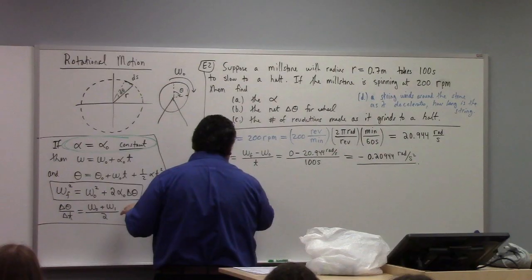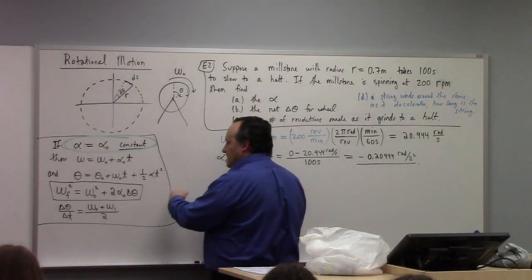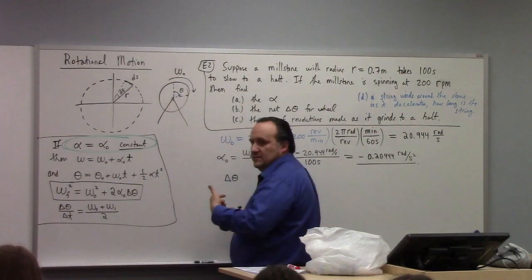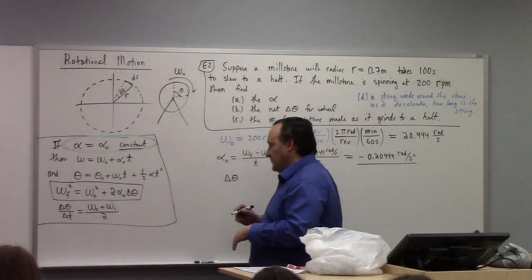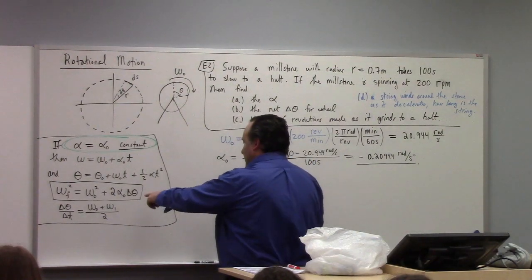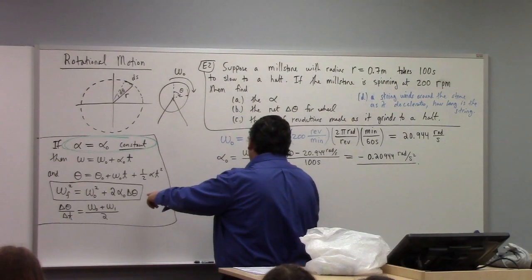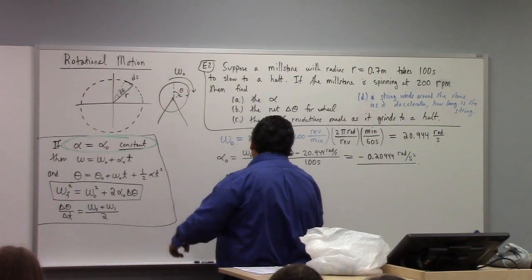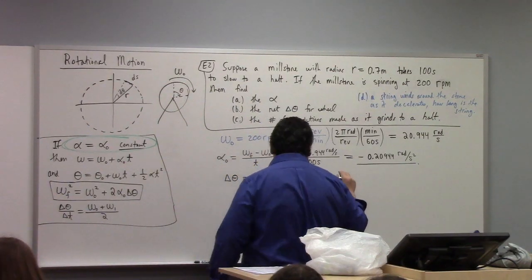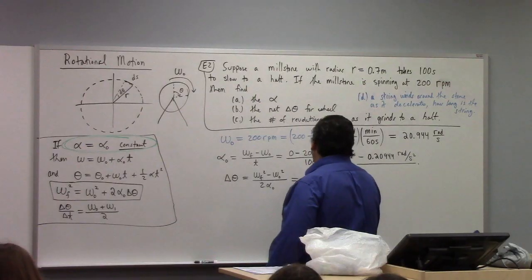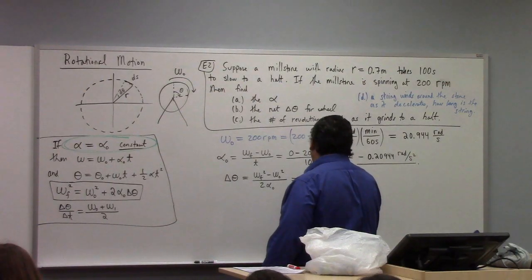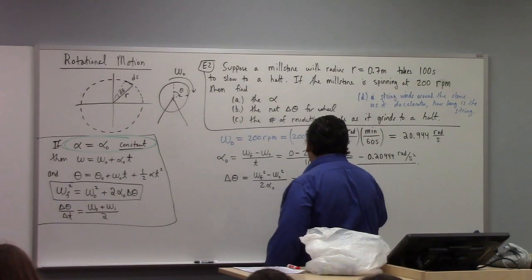I think we got two choices, right? We've got enough information. We could either use the one right above the boxed one, or this one. Either one would be fine. But I'll solve that for delta theta, which is omega f squared minus omega naught squared divided by 2 alpha naught, which is minus 20.944 radians per second quantity squared.